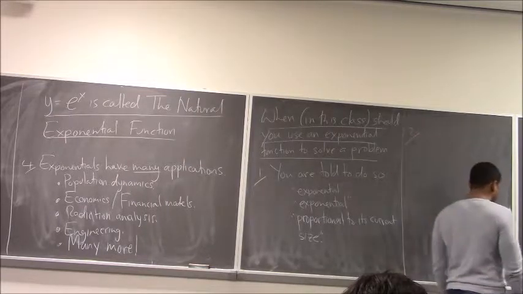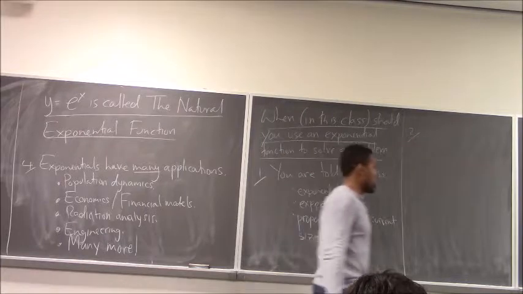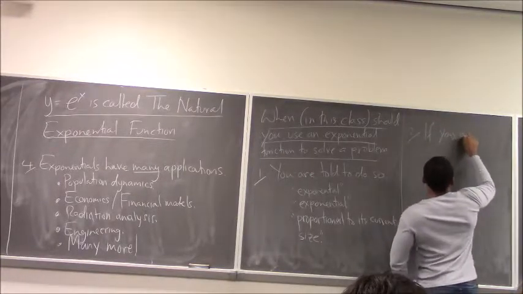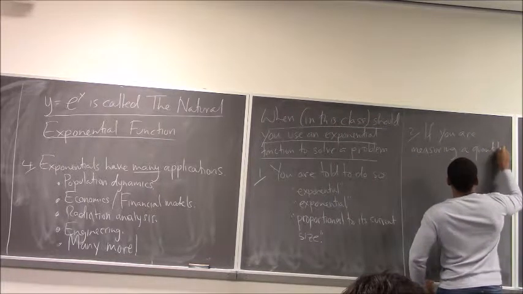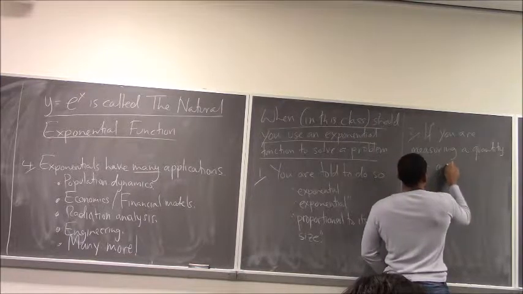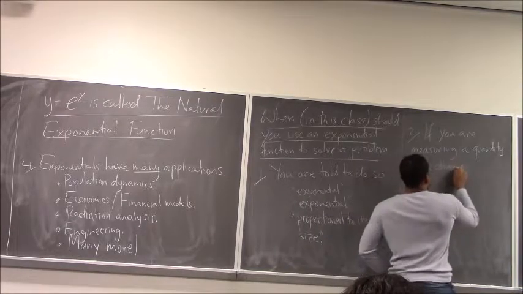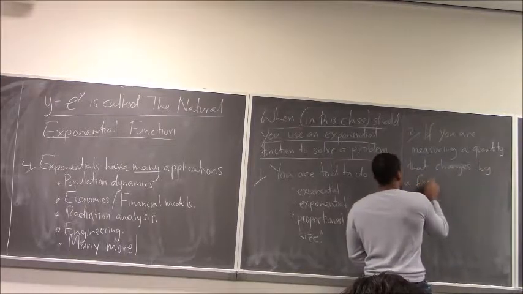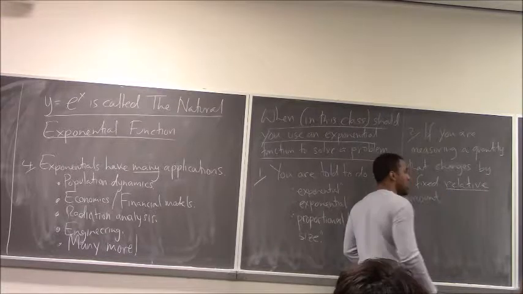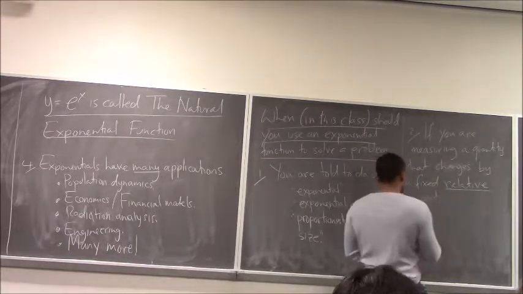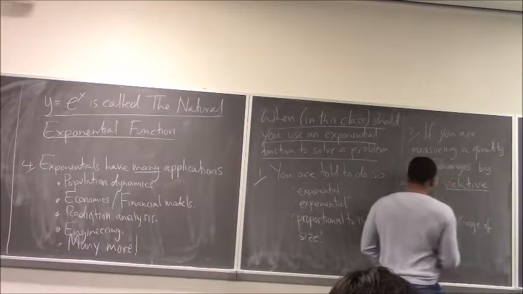Two. And this is kind of picking back on this last statement here. Let's say I don't mention a phrase like this. How do you know you need to use an exponential function? Let's say that a quantity, which could actually increase or decrease, changes by a fixed relative amount. So it's linear if it changes by a fixed absolute amount. This changes by a fixed relative amount. And by relative, I mean by a percentage of its current size.